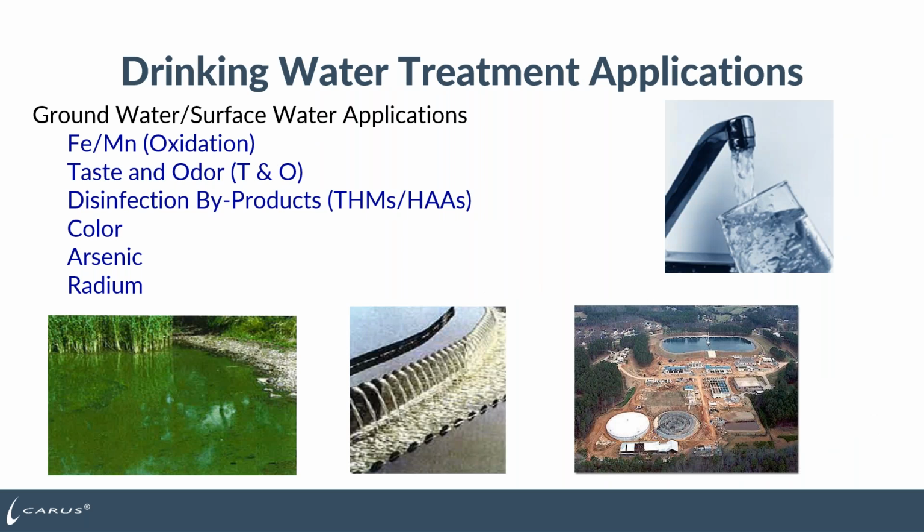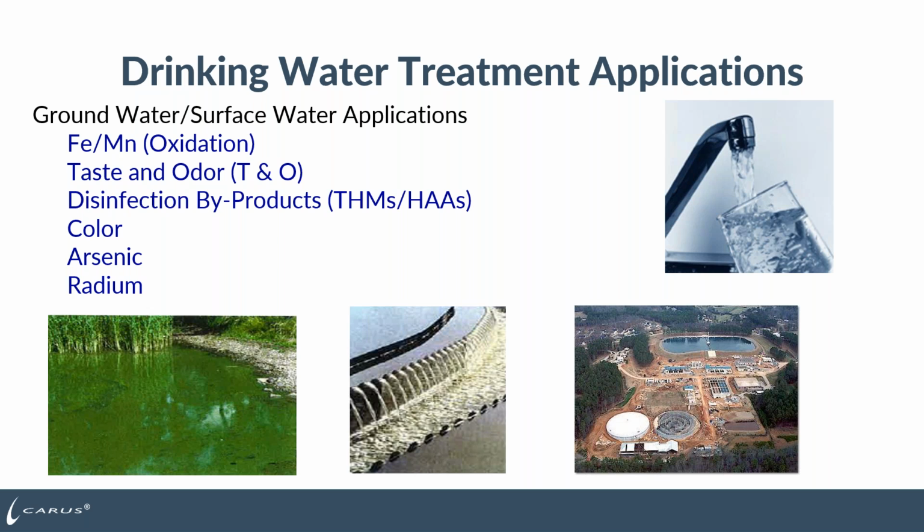Now, why would you apply permanganate? We're going to talk about disinfection byproducts, but there's a long list of things that permanganate's used for in drinking water. Typically, the original applications for permanganate in drinking water, back 100 years when Carus first started, was the very easy things, iron and manganese oxidation. So whether you're a groundwater or a surface water source, if you had iron and manganese, you could use permanganate to oxidize those, to form an insoluble, and then you would filter those solids out.